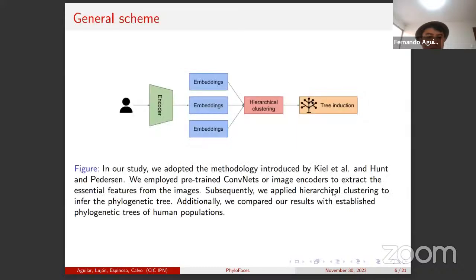The approach that I would like to present is a bit similar, maybe a combination of the previous two. We have an image encoder, which receives an image, a particular face of a person, and produces embeddings. And we have lots of embeddings of different persons. Finally, we can perform hierarchical clustering to induce the phylogenetic tree, and we can compare it with the trees that were constructed by scholars previously with different methods.